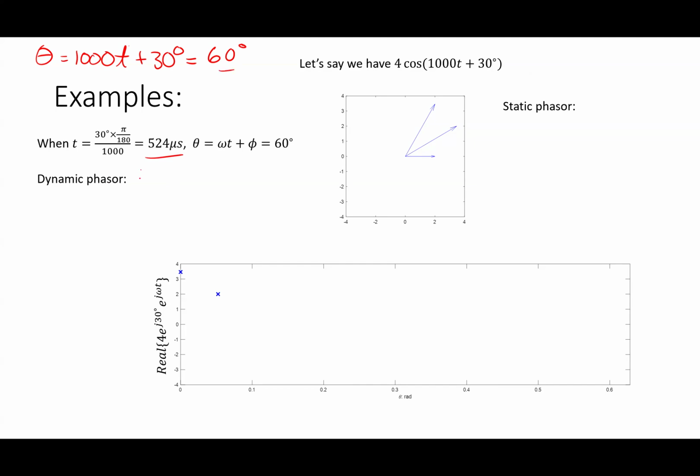So the dynamic phasor we said before is always 4 e to the j 30 degrees times e to the j 1000 t. The static phasor is always what?